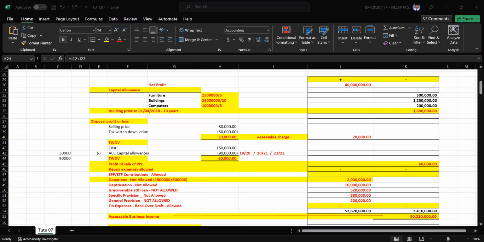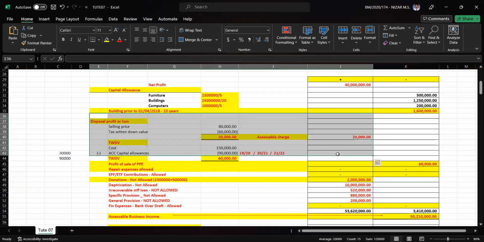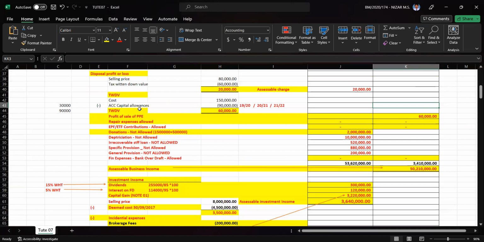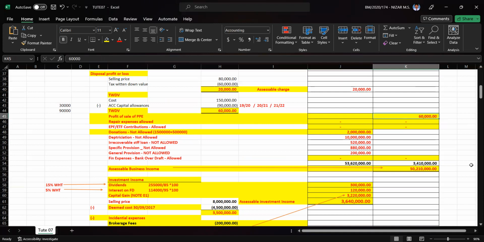So in order to check whether there is a balancing allowance or assessable charge, we compare the selling price against the tax written down value. The computation is given here very clearly. You can refer to these things. I think you know that 20,000 is the assessable charge, right? Profit on sale of PPE, those accounting profits are not taxable. So you want to minus those things when calculating net profit. You add back. That's why, to eliminate that, we are minusing that one.